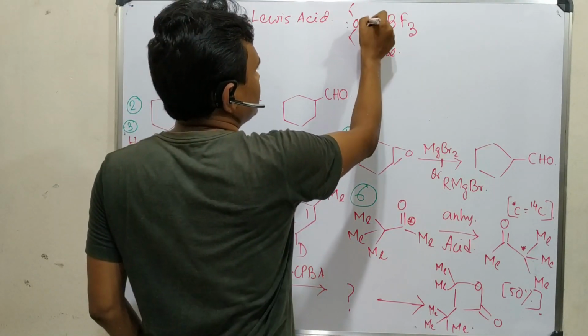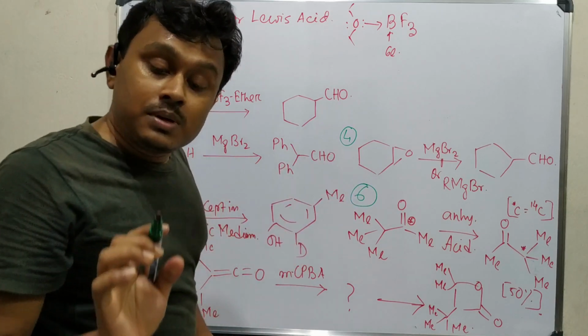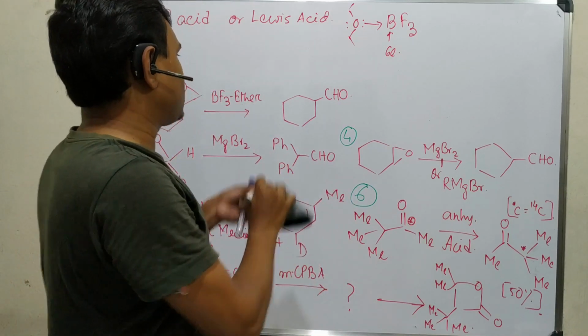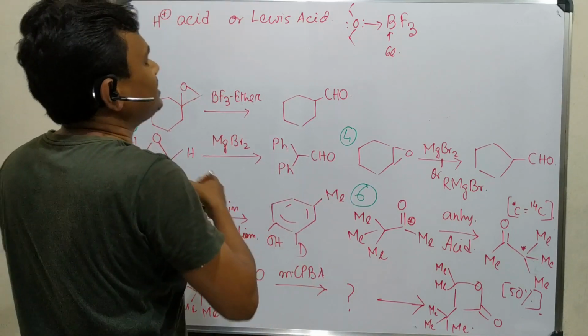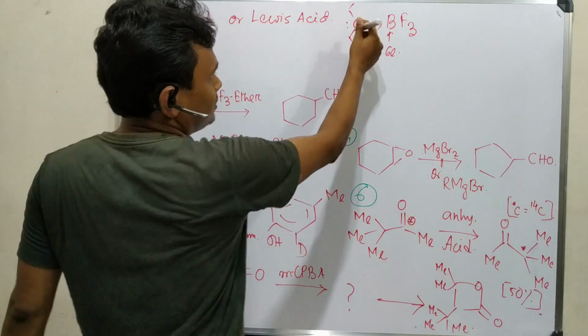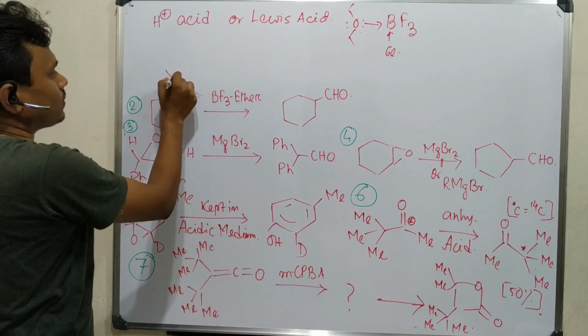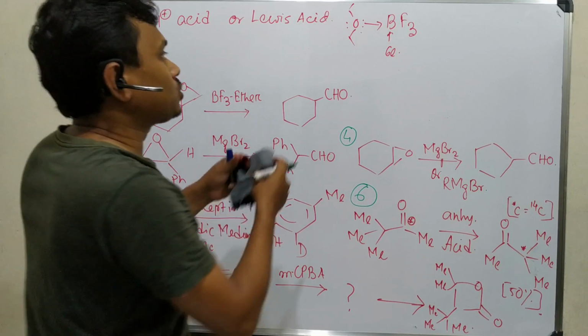So initially the complex comes in this way. See, this is the oxygen, sp3 oxygen donation, and epoxide is also an sp3 oxygen. So similar. So what can happen?